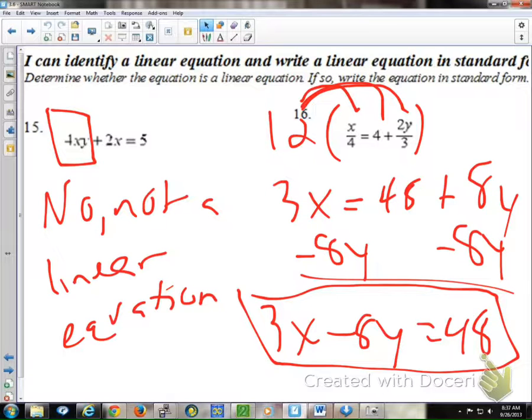We actually did that a week or so ago, but it's a nice review anyway. So that's what you should have gotten for that one. All you had to do was put it in standard form by getting rid of the fractions and putting the x's and y's on one side and the number on the other. Questions? What questions are there thus far?